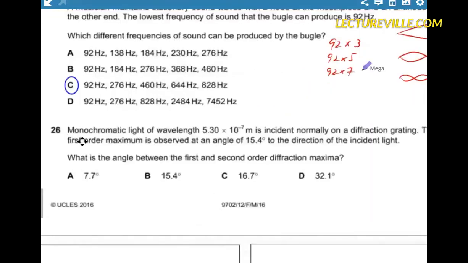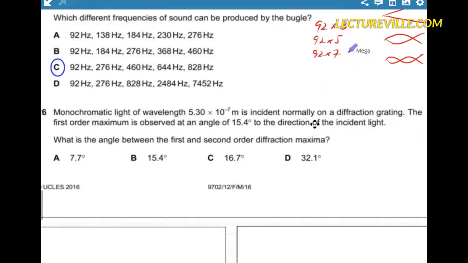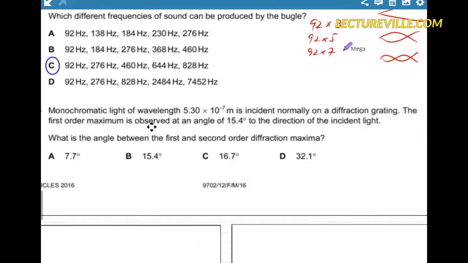Now, monochromatic. Monochromatic means light of a single color, of wavelength, this is incident normally on a diffraction grating. The first order maximum is observed at this angle to the incident light. What is the angle between the first and the second order diffraction maximum? The formula is d sine theta equals n lambda.